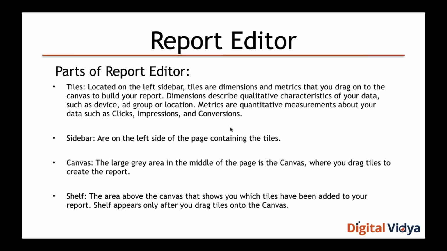Tiles are dimensions and metrics that you drag onto the canvas to build your report, just like we did. Dimensions describe qualitative characteristics of your data, such as device, ad group, or location. Metrics are quantitative measurements about your data, such as clicks, impressions, and conversions. Then you have the sidebar on the left side of the page, which contains all your tiles. That entire area is called the sidebar, and the canvas is the gray area in the middle.